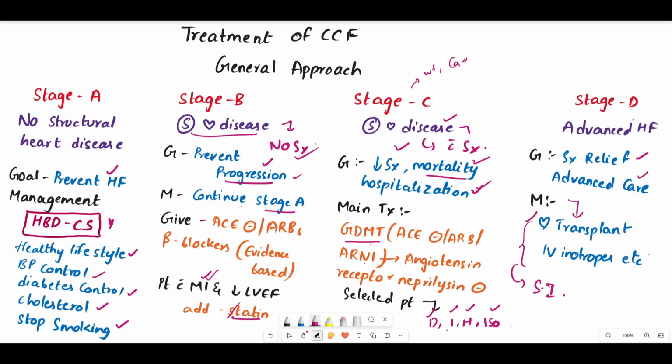Coming to stage D, this stage is also called advanced heart failure or the refractory stage. The main goal is to reduce the symptoms and to provide advanced care. Here the management is to transplant the heart or to use certain IV inotropes. So these kinds of specialized interventions will be provided.